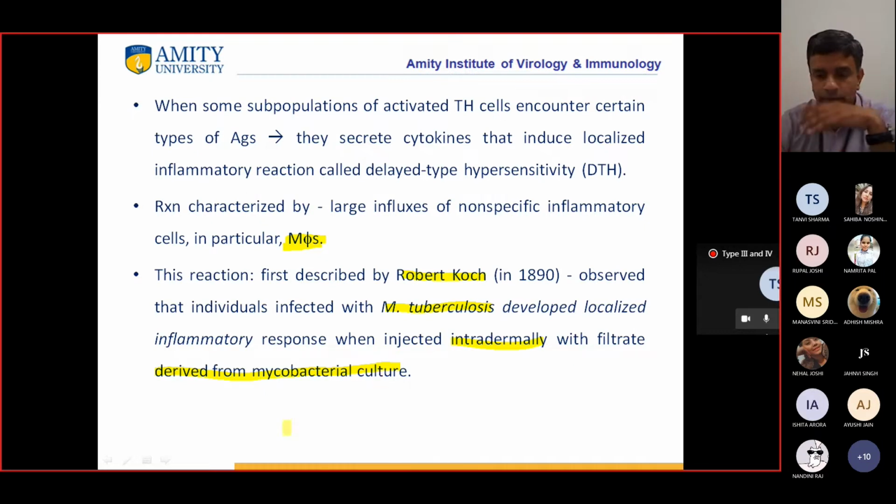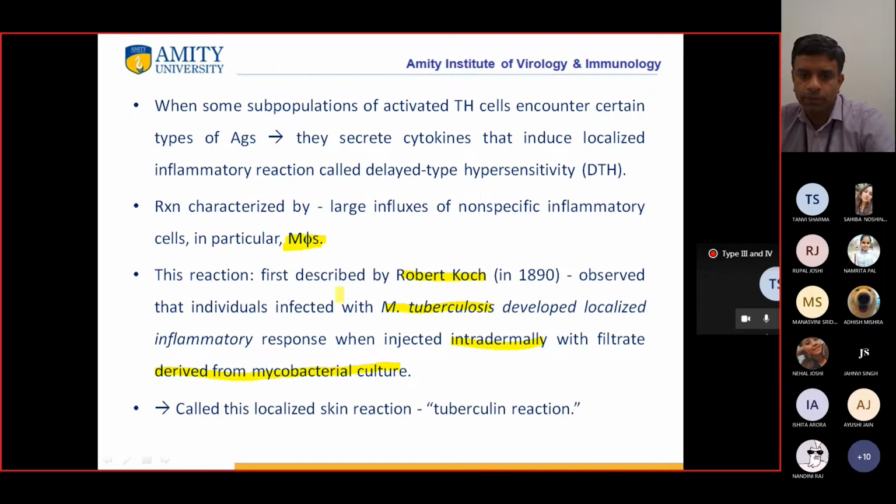So this type 4 hypersensitivity reaction was initially observed by Robert Koch in patients of tuberculosis. And he called this localized skin reaction the tuberculin reaction.